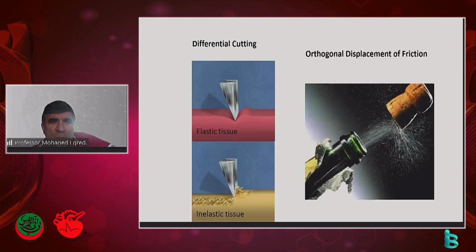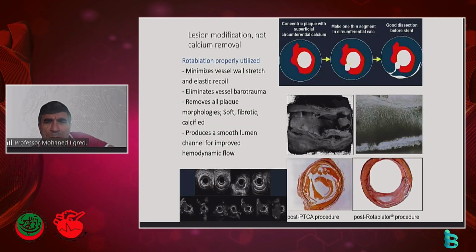It works by differential cutting, where it only cuts the hard tissue and deflects the soft tissue, and also by orthogonal displacement, which is the rotation effect. You can see how it modifies the lesion. If you look at the lower right-hand side, post-rotablation, it's nice, clean and shaved in comparison to post-PTCA, where everything is ripped and dissected.